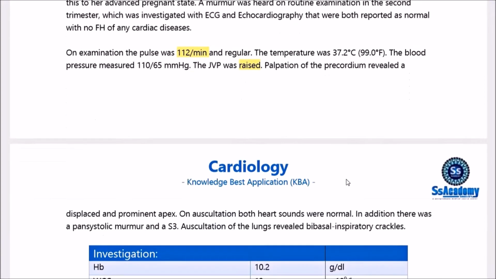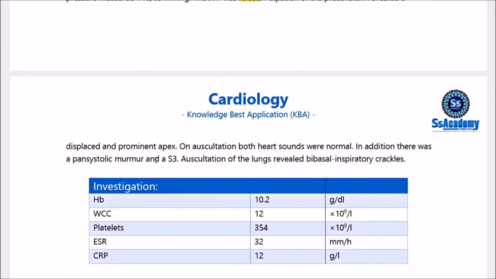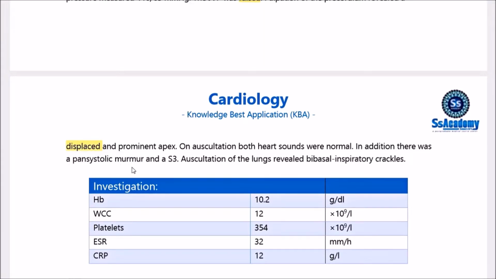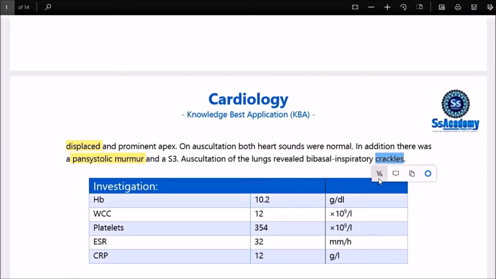Palpation of the precordium revealed a displaced and prominent apex. Displaced and prominent apex means cardiomegaly. On auscultation, both heart sounds were normal. In addition, there was a pansystolic murmur. S3 means left ventricular failure, and the pansystolic murmur is due to dilatation of the mitral valve ring, so it can cause a pansystolic murmur. On auscultation of the lungs, there are crackles. Once again, left heart failure.